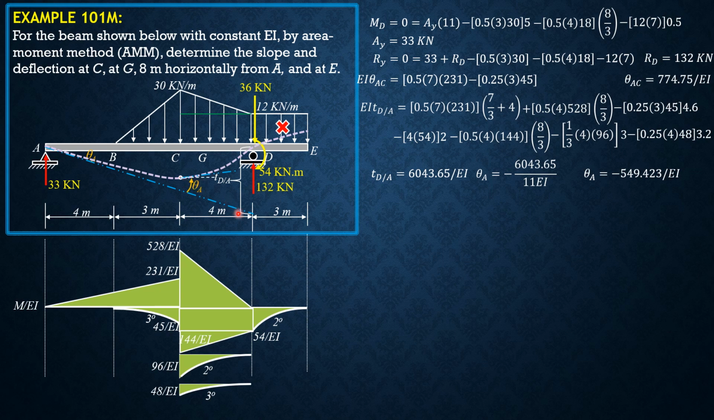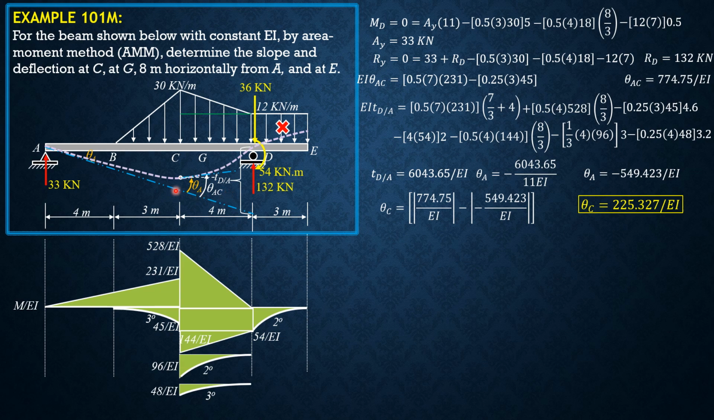So that's the horizontal line. This is theta A. And that angle to the tangent at C is theta AC. And the angle between the horizontal and the tangent at C is theta C, this angle here. So theta C from the figure is positive absolute value of theta AC minus absolute value of theta A. So this is theta C. So absolute value of theta AC, 774.75, it is positive, minus absolute value of theta A, which is this. So theta C can now be computed. It is equal to 225.327 over EI.